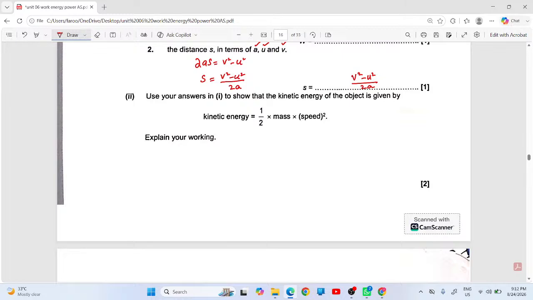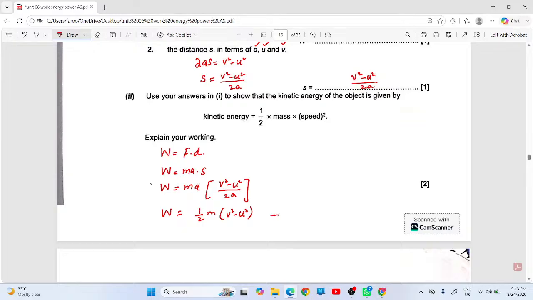Next, use your answer in part 1 to show that the kinetic energy of the object is given by kinetic energy equals half m speed squared. We have to prove this formula, and we know that work equals F into d. So far we did W equals F times d, where F equals ma and d equals s. And in part 2 we found the value of s. What is the value of s? (v squared minus u squared) over 2a. Correct? So you have 1 by 2 m (v squared minus u squared).